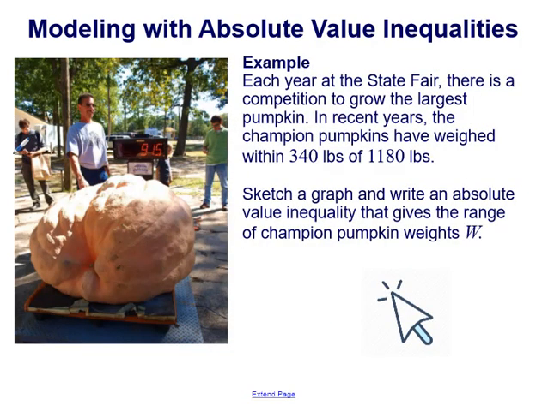Here's the second example. Each year at the state fair, there is a competition to grow the largest pumpkin. In recent years, the champion pumpkins have weighed within 340 pounds of 1,180 pounds. So sketch a graph and write an absolute value inequality that gives the range of the champion pumpkin weights W. So W is within 340 pounds of 1,180.